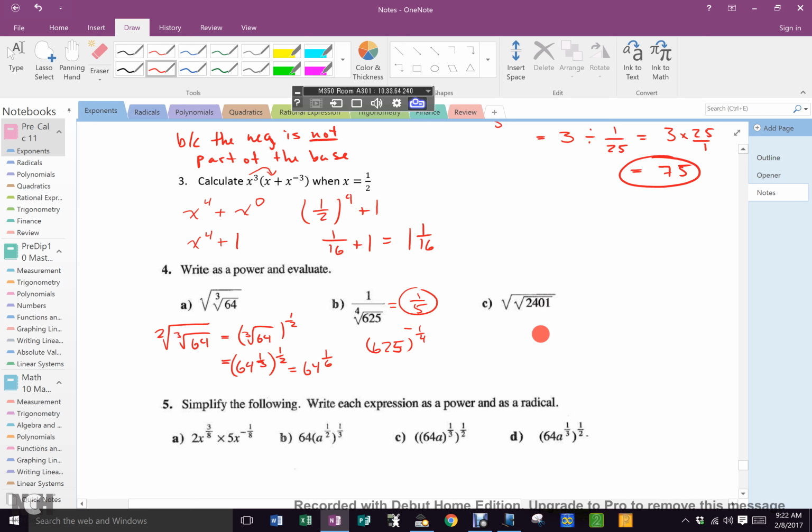This is 2401 to the 1/2, all to the 1/2, which is 2401 to the 1/4, which is also the 4th root of 2401. And then you would have to work that out. It is 7.